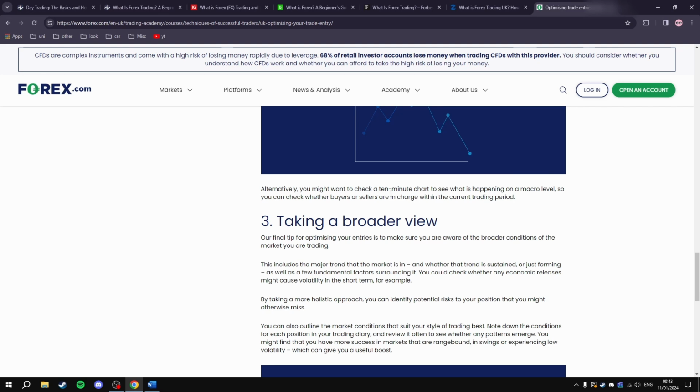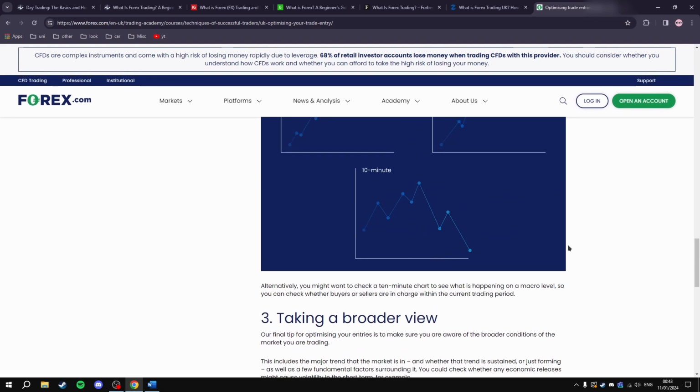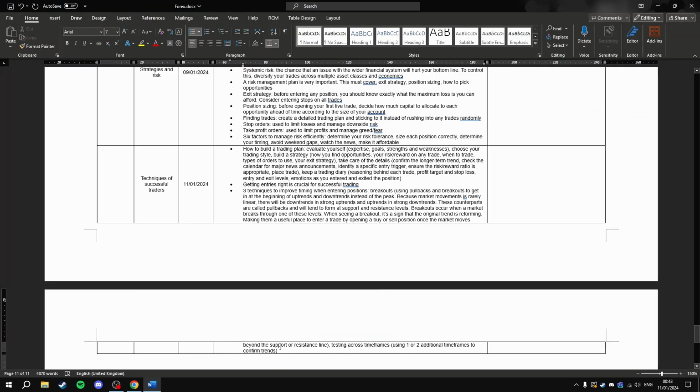Alternatively, you might want to check a 10-minute chart to see what's happening on a micro level, so you can check whether buyers or sellers are in charge within the current trading period. Check micro and macro.